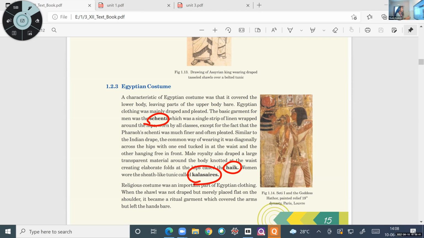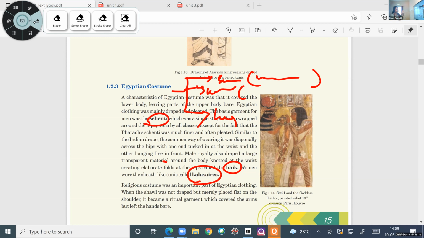So if I say in Egyptian costume, the most important types of costumes are Shendi, Kalasiris, and hike, at that moment itself you can write Egyptian costume. Then you can grow a flow chart like this: Shendi, Kalasiris, hike. And when I explain what is Shendi, you can put a bracket and write in short terms what is Shendi, what is hike, what is Kalasiris. So just before entering the exam hall, you can go through your learning diary, your sketches or your rough notes, and it will help you to understand it in simple words.